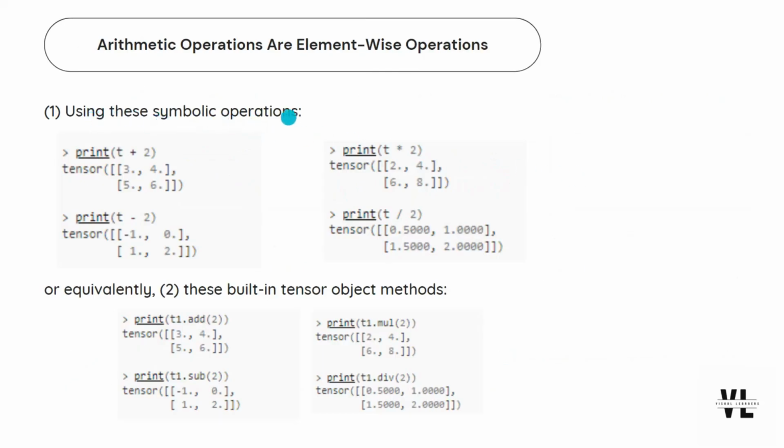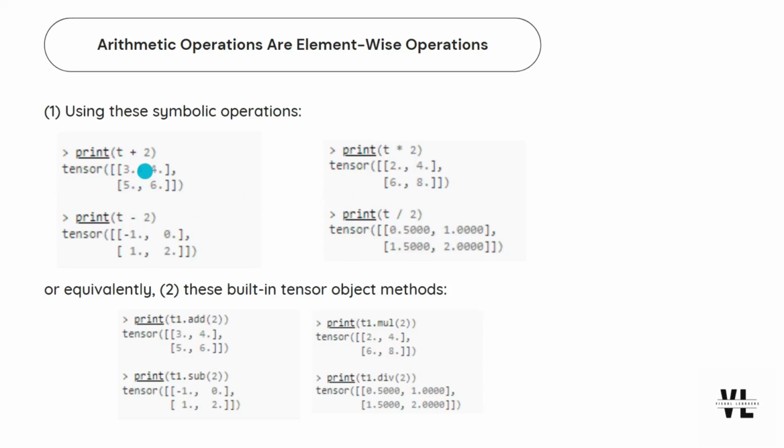Using these symbolic operations, now instead of adding the two tensors, we can add a tensor and a scalar. But what happens when we add a scalar to a tensor that is 2 by 2? It's completely different from the previous case because we only have one element in a scalar and the tensor has a shape of 2 by 2.